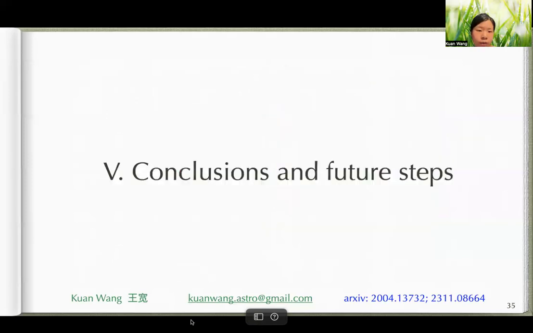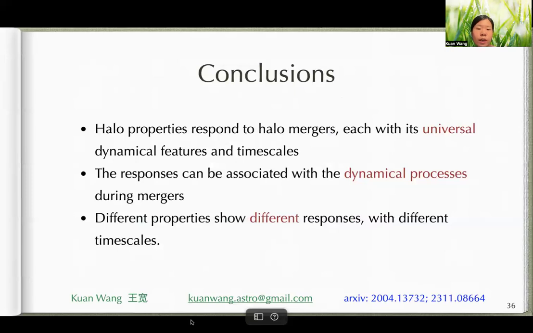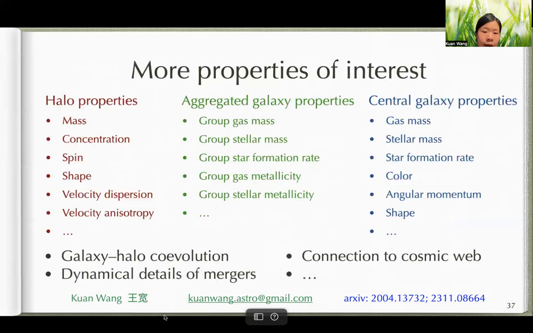Now let's draw some conclusions. So in short, halo properties dynamically respond to mergers. The response is significant, and each property has its own universal behavior with universal timescales, which are different between different properties. And in the future, we'll look into galaxy properties as well as halo properties, which will tell us about the coevolution of galaxies and halos.